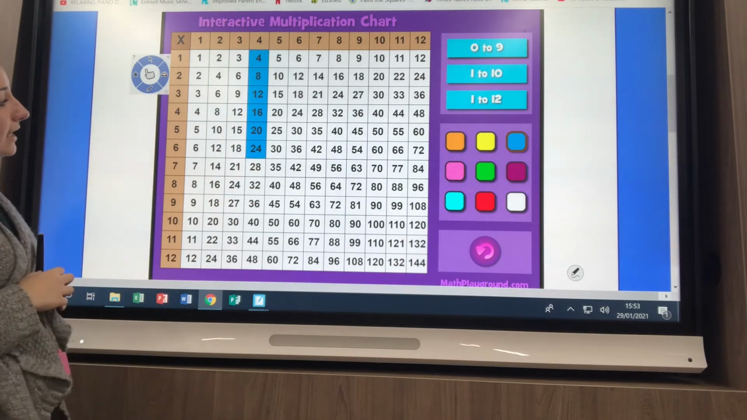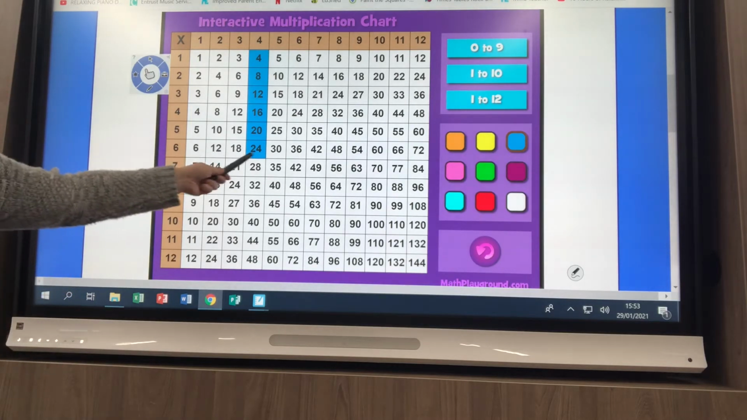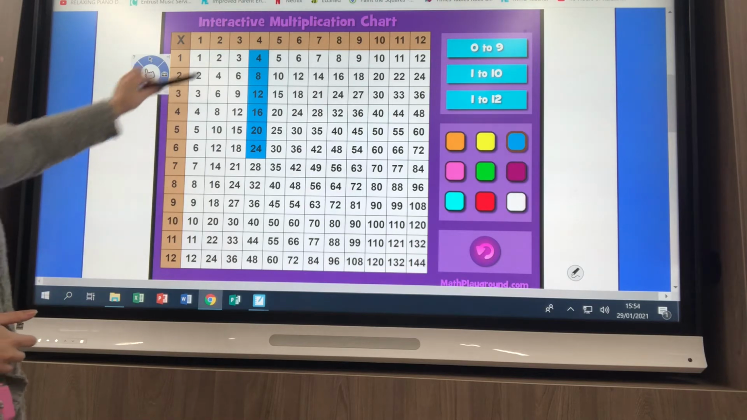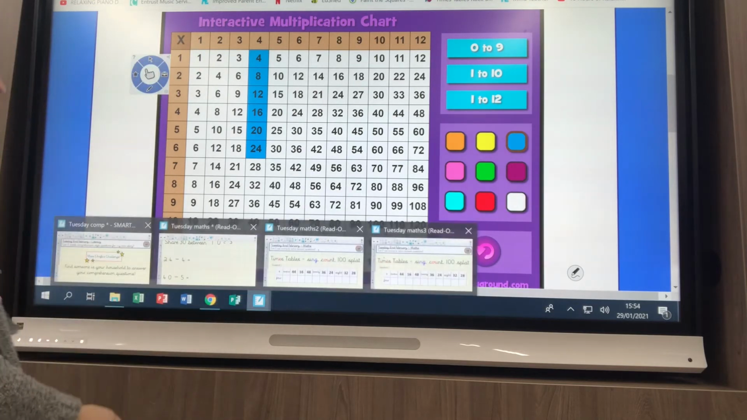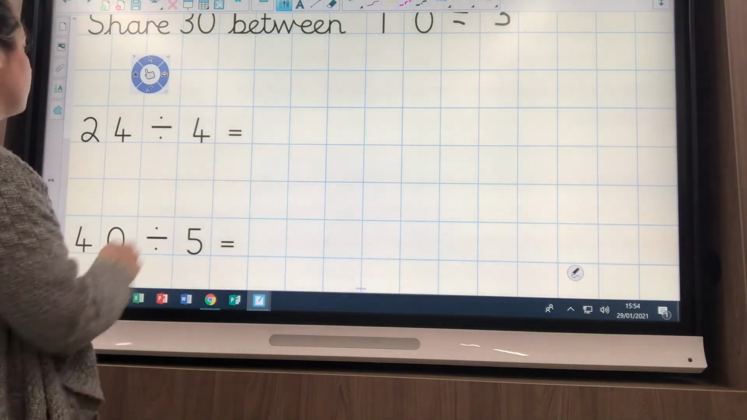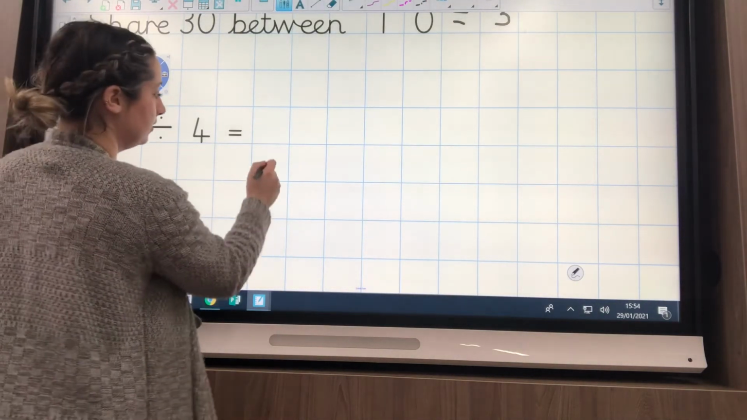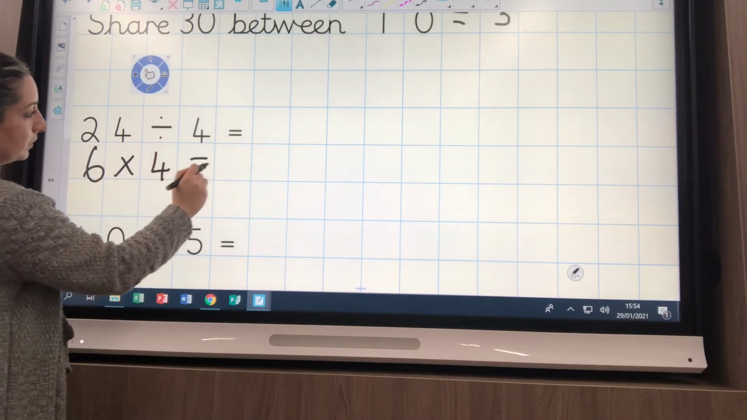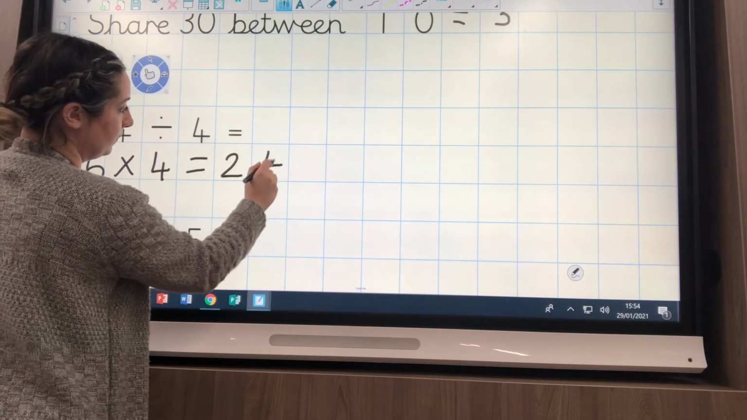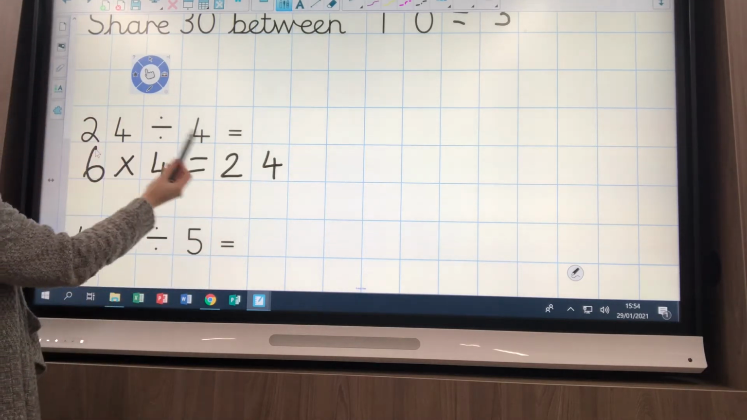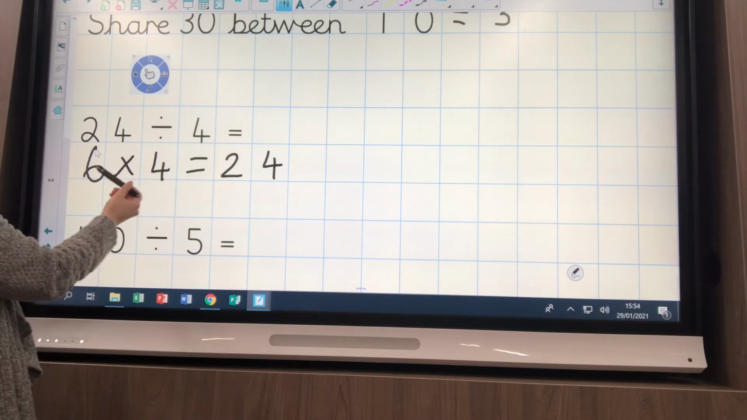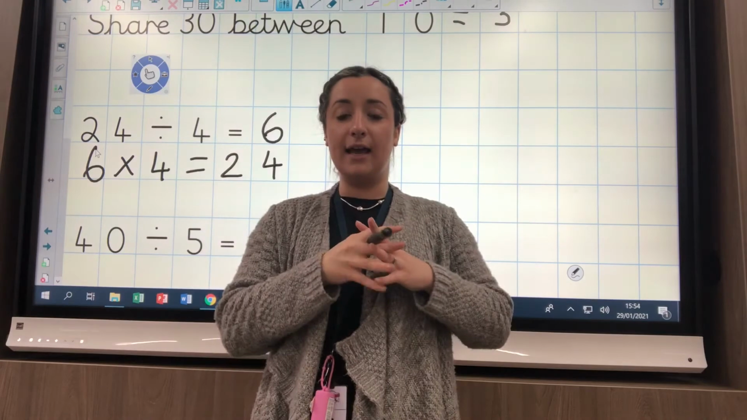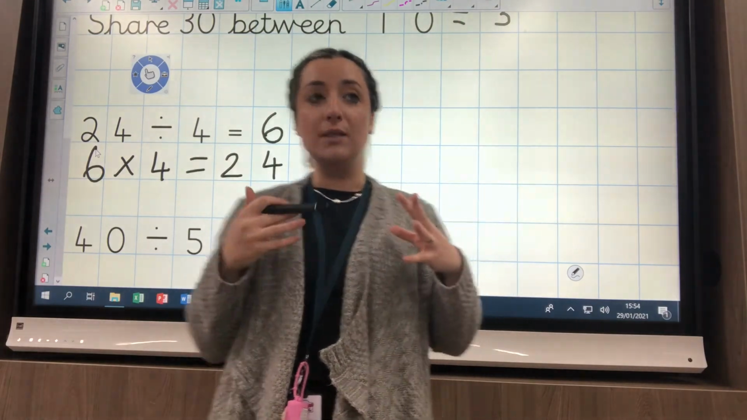So how many 4s went in? I can scroll across here to find the number 6. So the number sentence would be 6 times 4 equals 24, and that would be my inverse. I'm going to write that down. So I've got 6 times 4 equals 24. Okay, and 24 divided by 4 equals 6. So the number facts do lend to each other when you are using the inverse.